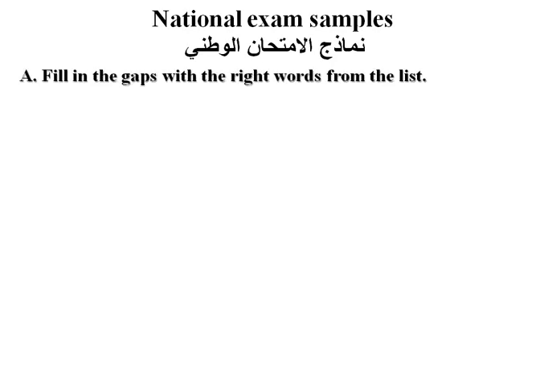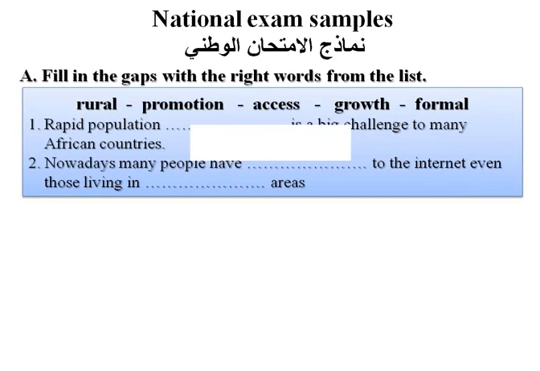Okay, now let's take a look at some examples from the national exam. So here we have national exam samples. First, fill in the gaps with the right word from the list. We have rural, promotion, access, growth, formal. Rapid population is a big challenge to many African countries. Second sentence, nowadays many people have to the internet, even those living in rural areas.